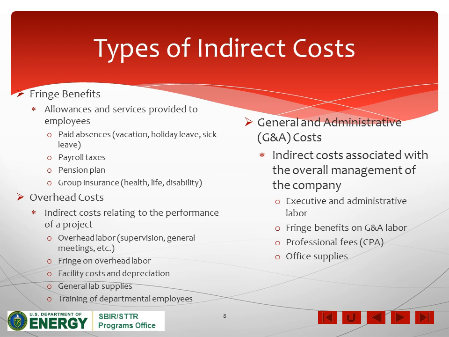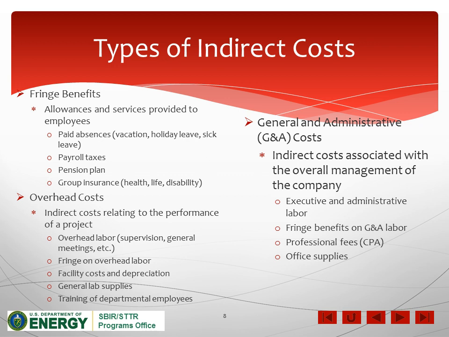There are different ways in which costs can be accumulated for purposes of the indirect rate model. The three most common categories are fringe benefits, overhead, and G&A. Fringe benefits are allowances and services provided to the employees and can include such costs as paid absences, payroll taxes, pension plan, or insurance. Overhead costs relate to the performance of a project and can include the salaries of supervisors, facilities costs, general lab supplies, etc.